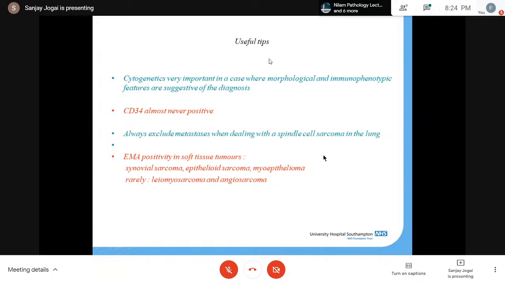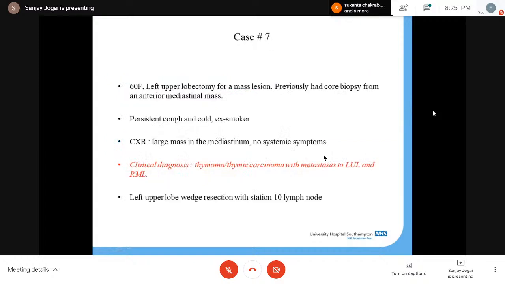So useful tips, I've already actually alluded to this, and a good idea to remember about EMA positivity in soft tissue tumors: synovial sarcoma, epithelioid sarcoma, myoepithelioma, and very rarely you can see it in leiomyosarcoma and angiosarcoma. But the useful thing would be that in leiomyosarcoma you will have support with smooth muscle actin, desmin and h-caldesmon. Case number 7. This is another interesting one.